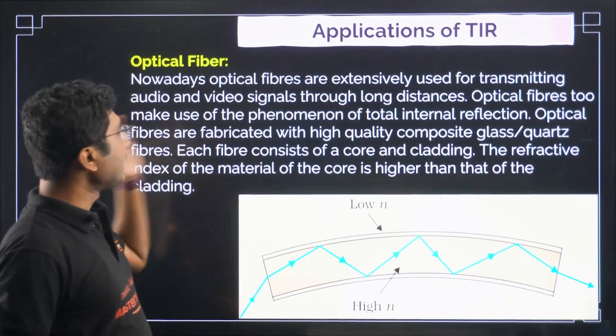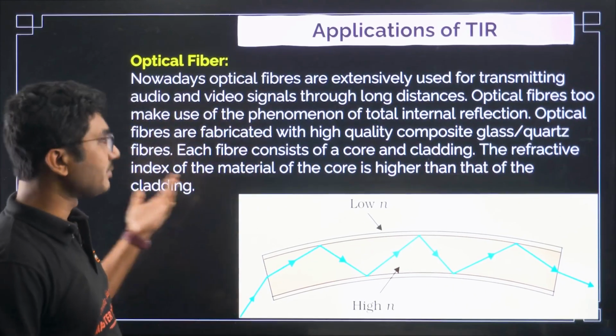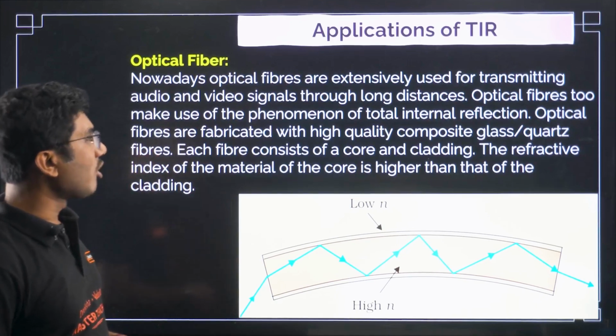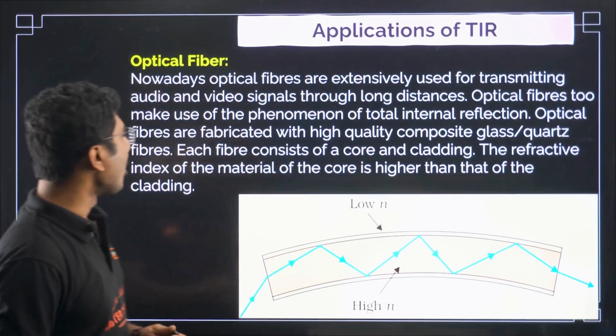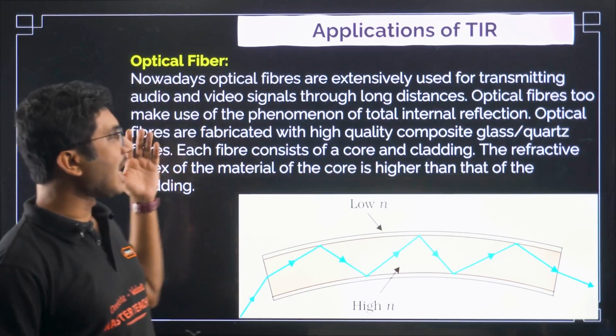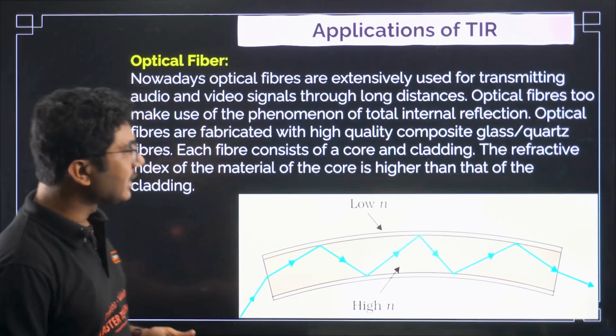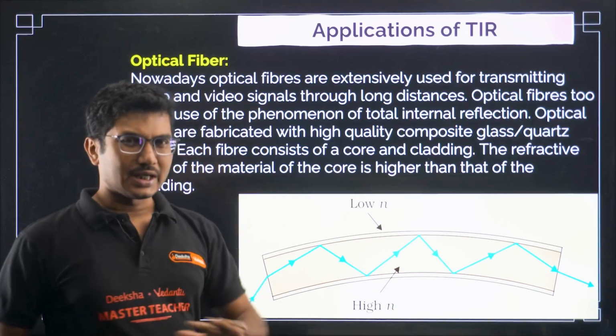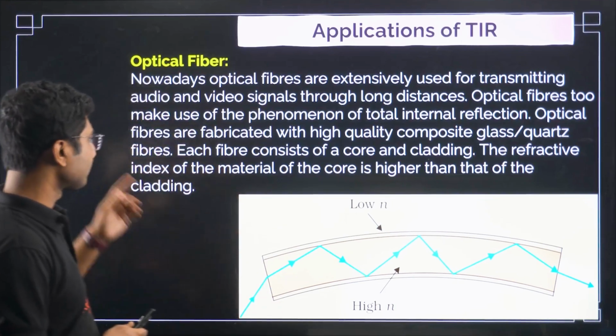Okay, so optical fibers are extensively used for transmitting data. Optical fibers too make use of the phenomenon of total internal reflection. Optical fibers are fabricated with high quality composite glass or quartz. Quartz is a crystal, mostly it is a glass, high quality glass.